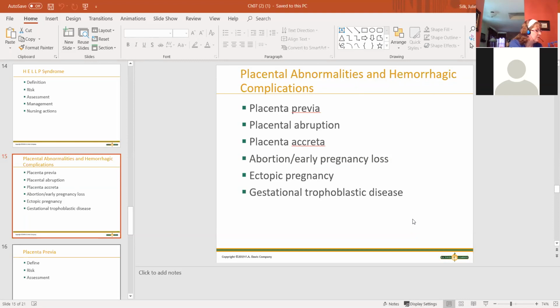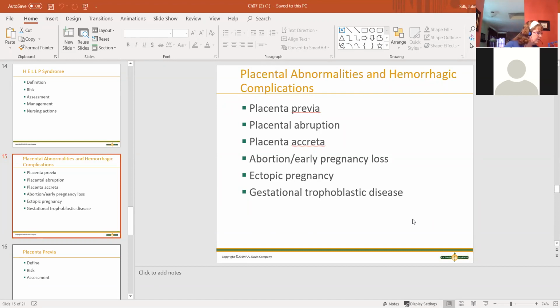So things that you would see associated with this with assessment would be things like vaginal bleeding, hypovolemic shock, severe abdominal pain, uterine contractions, nausea, vomiting, that kind of thing. And then the fetus, you would see stuff like tachycardia. Some of the fetal heart rate patterns might change with it as well.